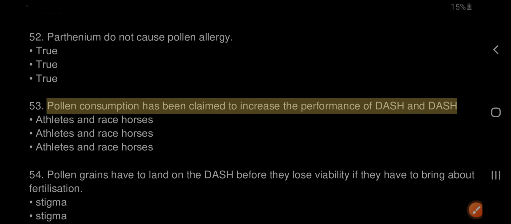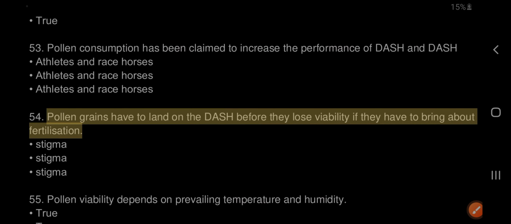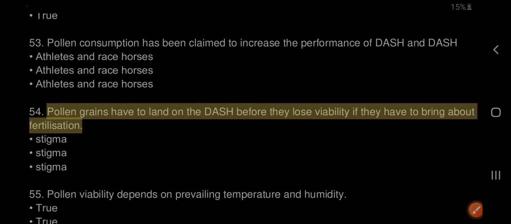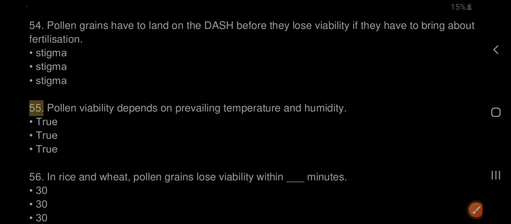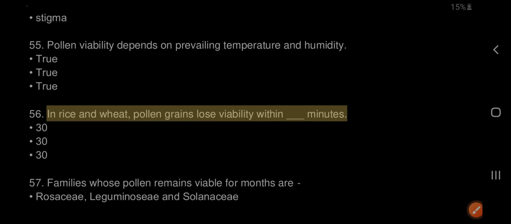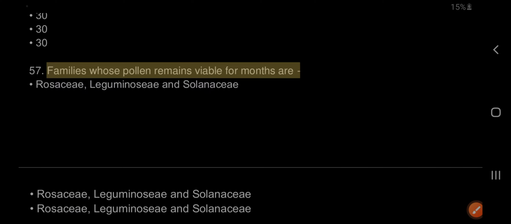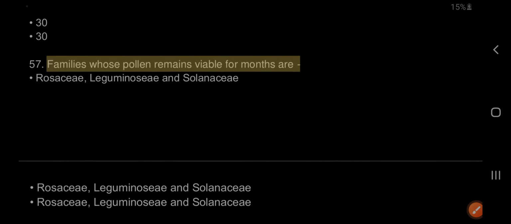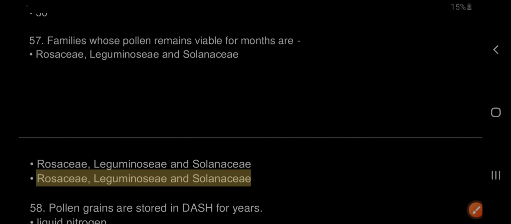53. Pollen consumption has been claimed to increase the performance of dash and dash. Athletes and racehorses. 54. Pollen grains have to land on the dash before they lose viability if they have to bring about fertilization. Stigma. 55. Pollen viability depends on prevailing temperature and humidity. True. 56. In rice and wheat, pollen grains lose viability within dash minutes. 30. 57. Families whose pollen remains viable for months are Rosaceae, Leguminosae and Solanaceae.